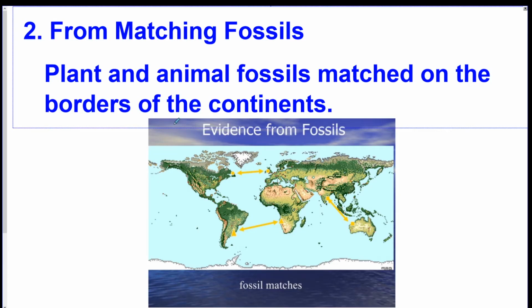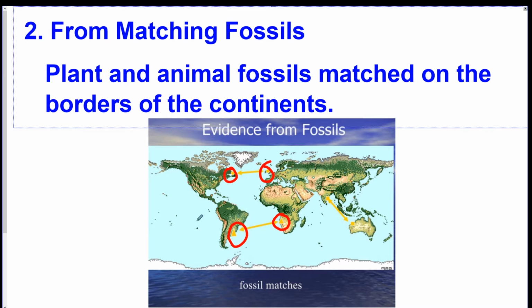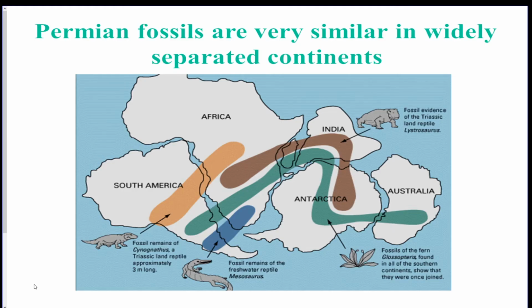The second piece of evidence is that there are matching fossils of plants and dinosaurs and animals at the spots where the continents fit together like jigsaw puzzles. So right here has a matching fossil with right there. Right here has a matching fossil with right there, and so on and so forth. All these pieces of evidence stacked on top of each other makes it really hard to disprove this theory.